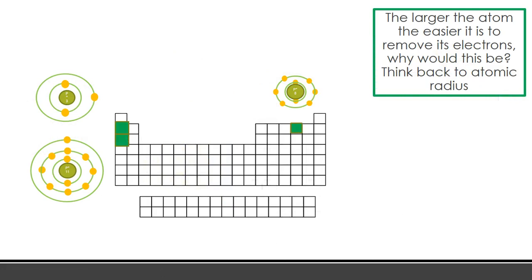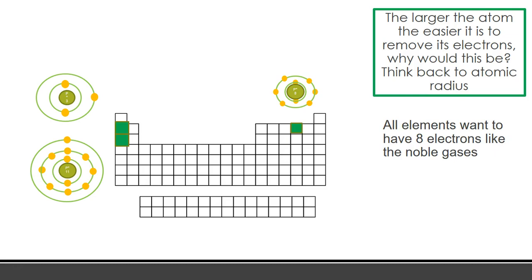So thinking back to atomic radius, we want to ask ourselves, why is it possible that the larger the atom is, the easier it is to remove its electrons? We know that all elements want to have 8 electrons, like our noble gases, on their outermost shell. Lithium only has 1 electron on the outermost shell, the valence electron. Sodium also has 1 valence electron. Oxygen, though, has 6 valence electrons on the outermost shell. So if all elements want to have 8 electrons, electrons can be removed or gained on the outermost shell to have 8 electrons.